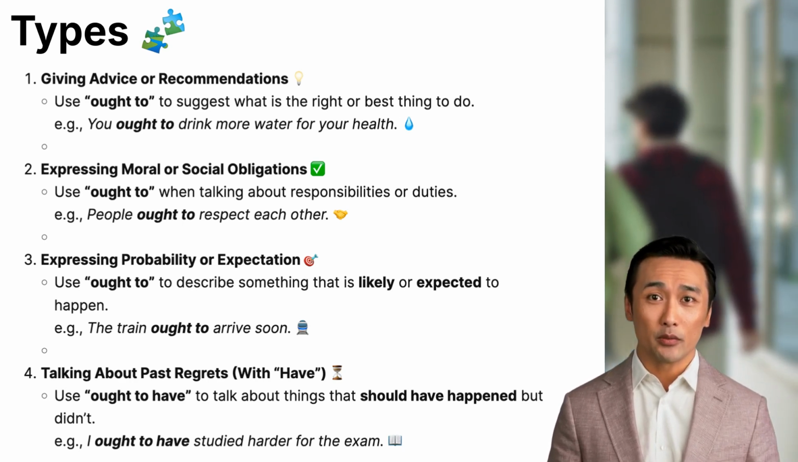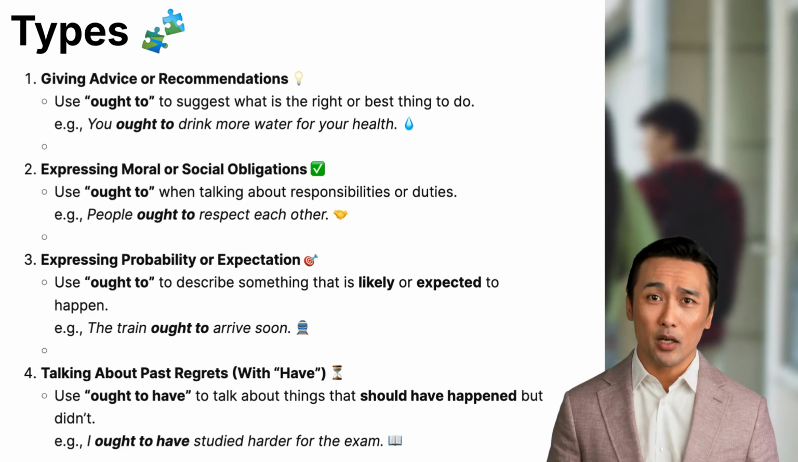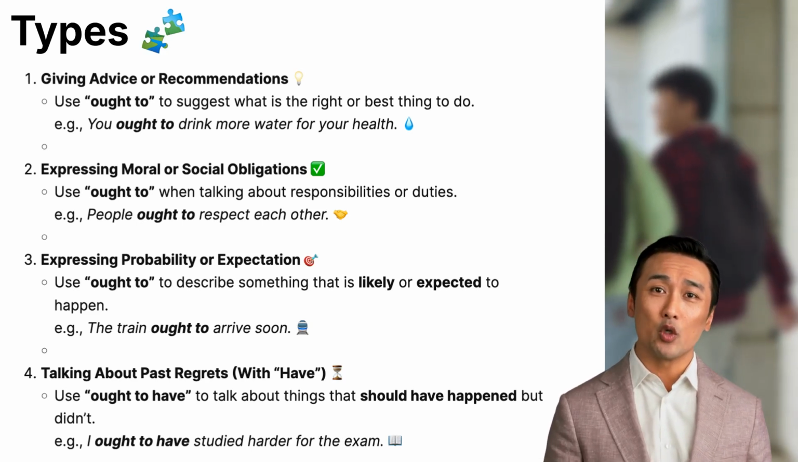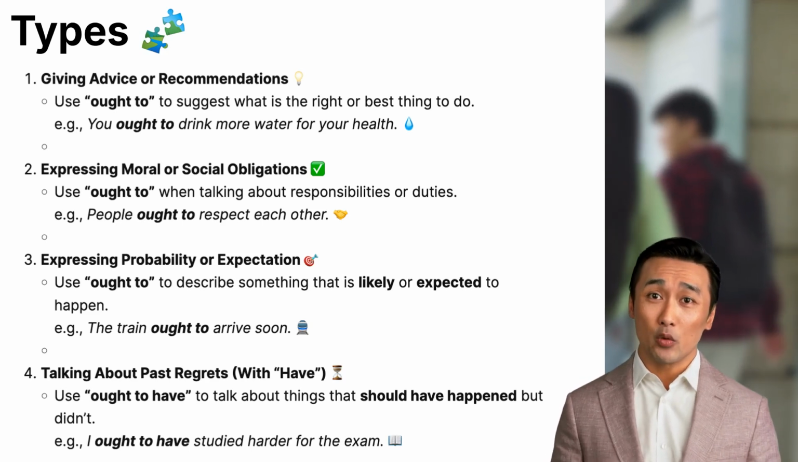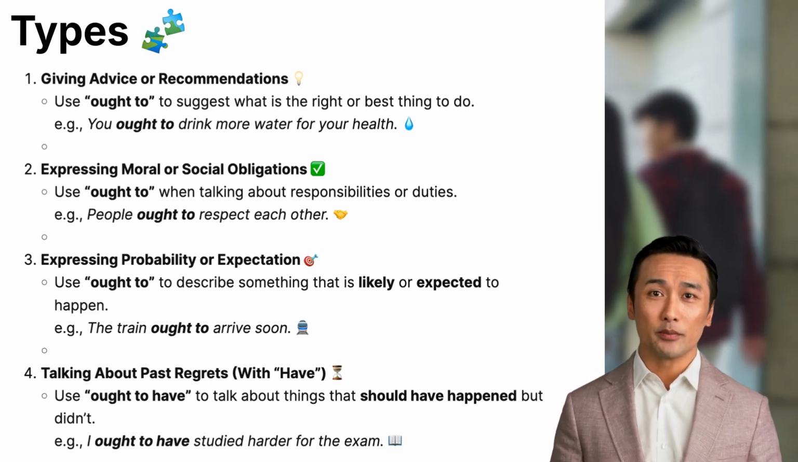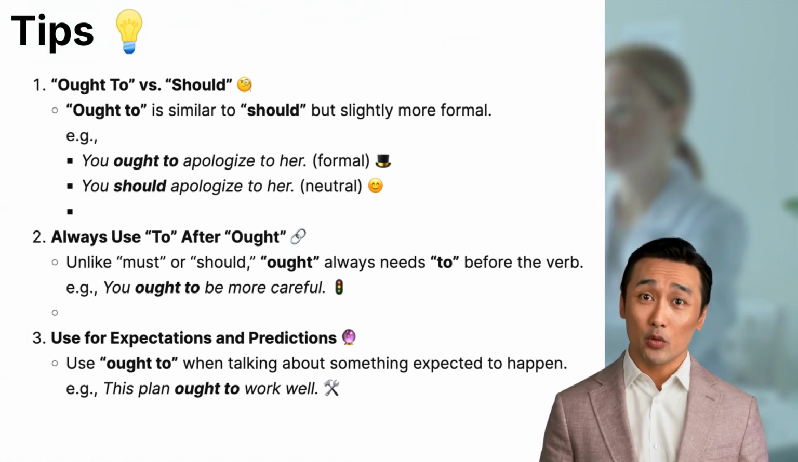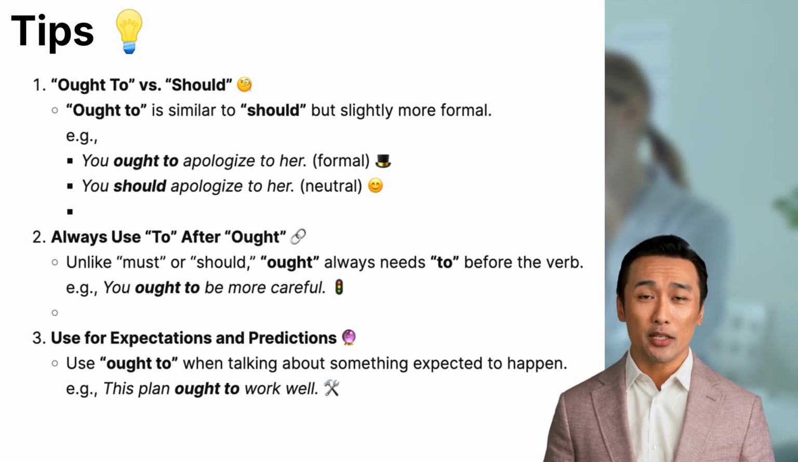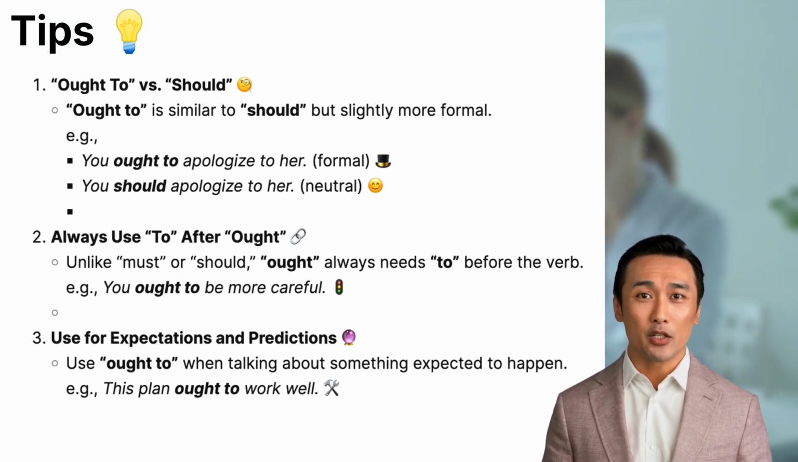More examples: she ought to have told the truth instead of lying. We ought to have left earlier to avoid traffic. If you want to talk about past mistakes or regrets, ought to have is a useful structure. Now that we've covered the different ways to use ought to, let's go over some important tips to help you use it naturally and correctly in conversations.